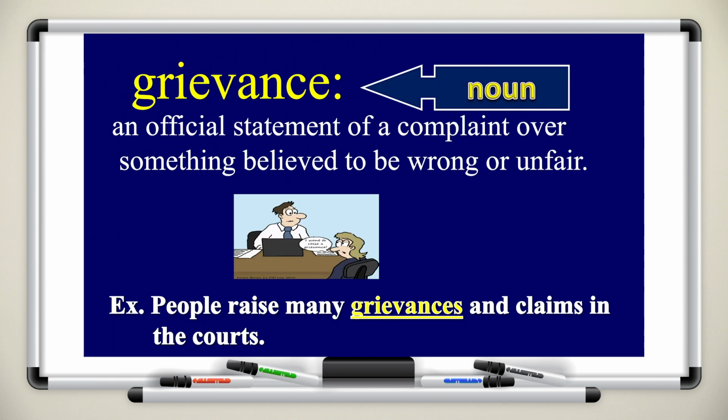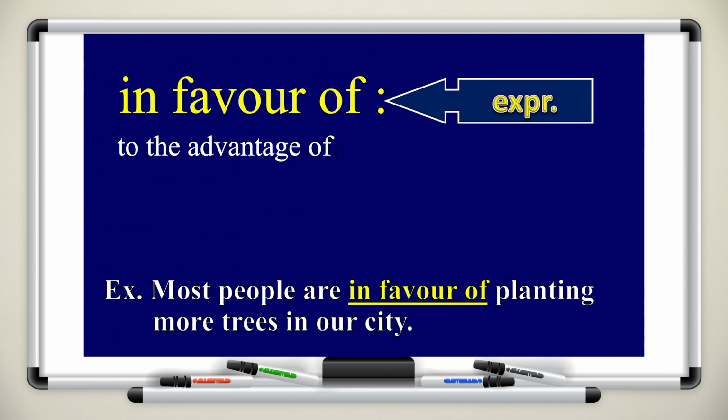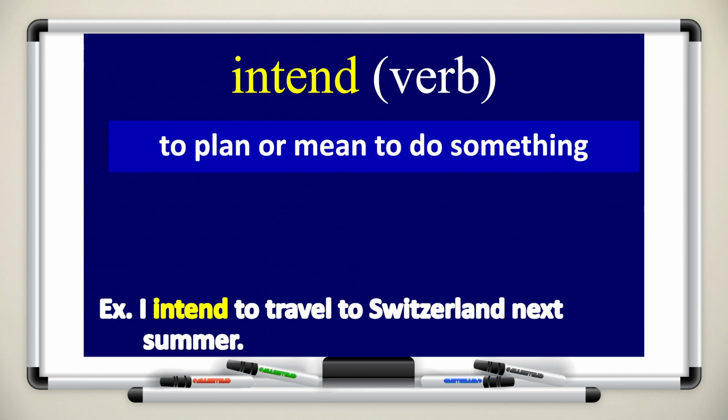Grievance is an official statement of a complaint over something believed to be wrong or unfair. People raise many grievances and claims in the courts. In favor of is to the advantage of. For example, most people are in favor of planting more trees in our city. Intend is to plan or mean to do something. I intend to travel to Switzerland next summer.